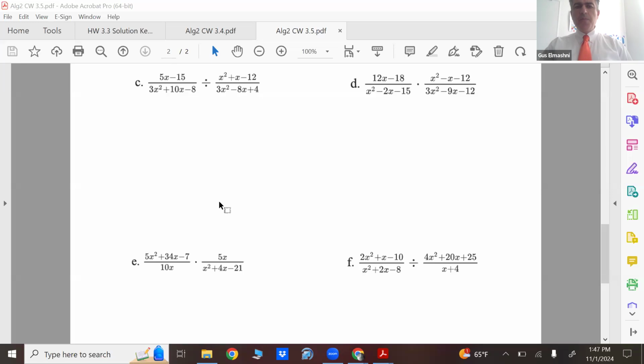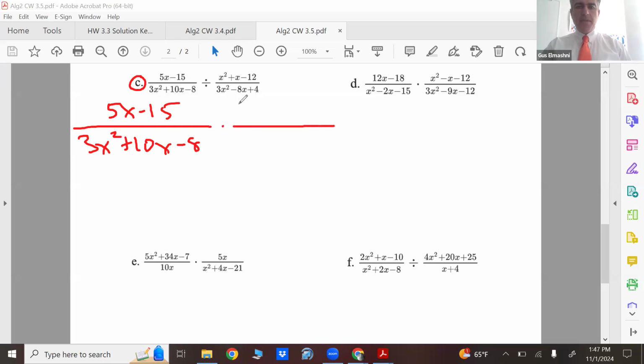All right, so let's do this. Let's look at part C. Let's flip the second fraction. So I have 5x minus 15 over 3x squared plus 10x minus 8, times 3x squared minus 8x plus 14 over x squared.